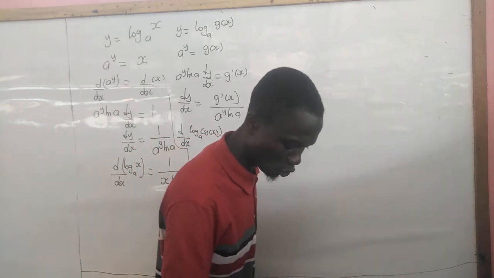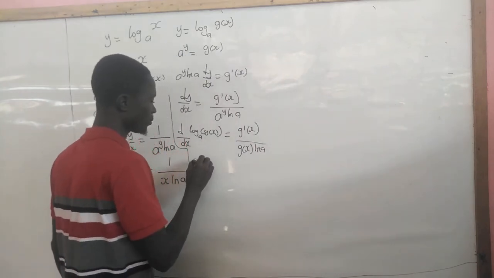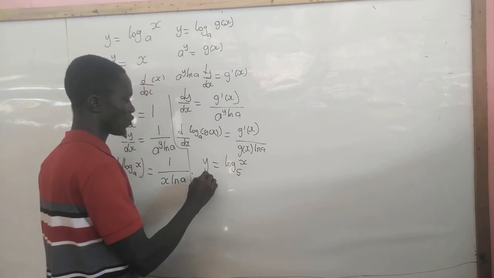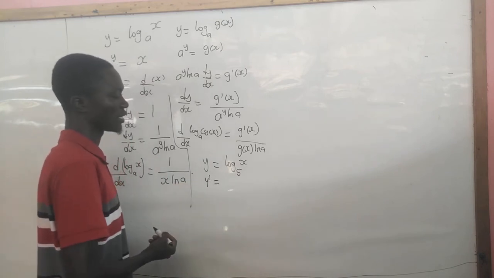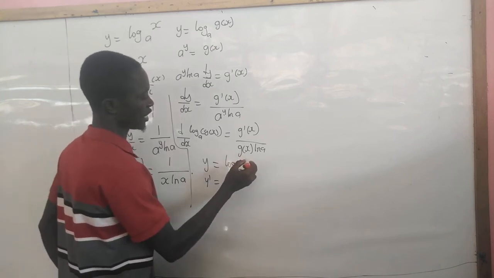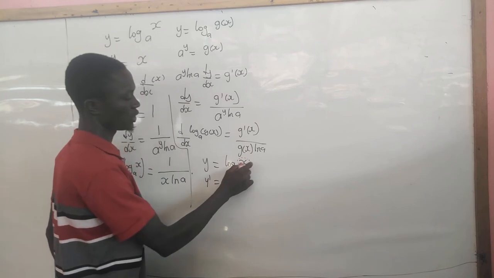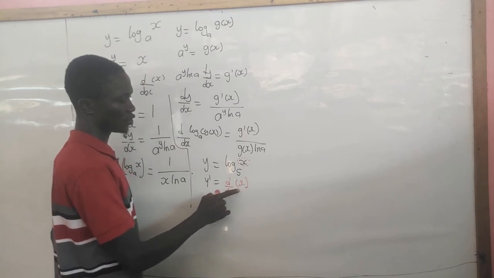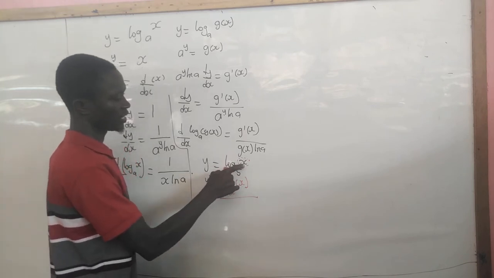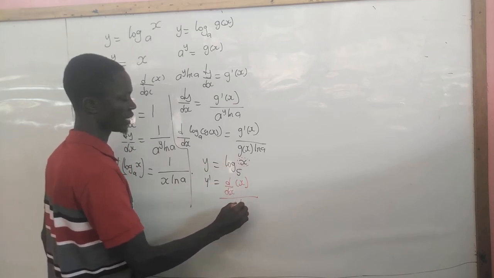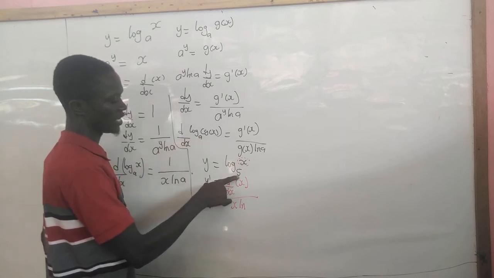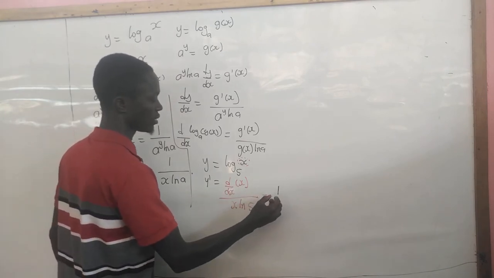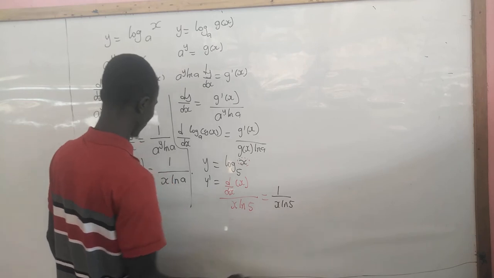Now, the first example that we are going to consider is y equal to log x to the base 5. The derivative of y with respect to x, that is y prime, will be given by what? There's our g of x. So we take the derivative of x with respect to x, divided by g of x, that is x, times the natural log of what? a. And what is a? a is the base, and here we have base 5. If we differentiate x with respect to x, we are going to get 1 divided by x natural log of 5.